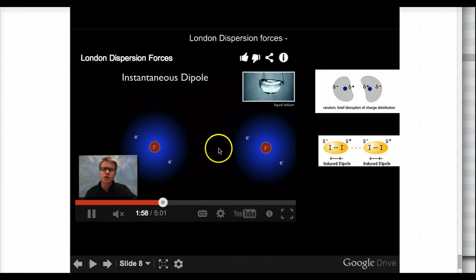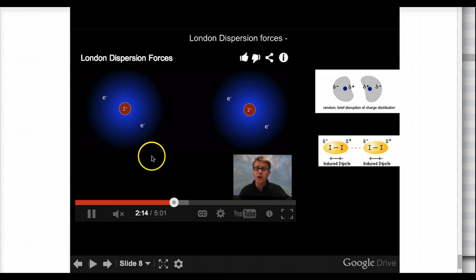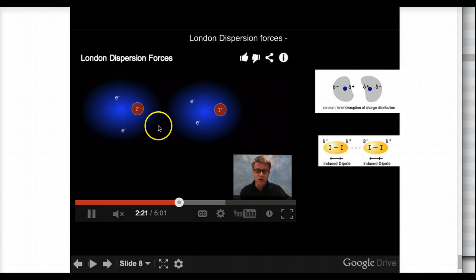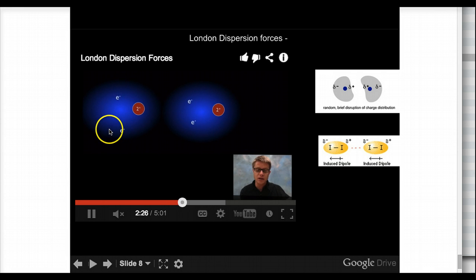So it's an instantaneous dipole, and essentially what we're going to do is when these things come together, you're going to see this cloud of electrons change its shape, called polarizability. That changing of its shape, with electrons jumping to one side or another, creates an uneven distribution of electrons. Right now it's even, but as they come together, you can see this nucleus is attracting these electrons, and these electrons are repelling the others. And you just created a place where there's a positive side and a negative side for both.